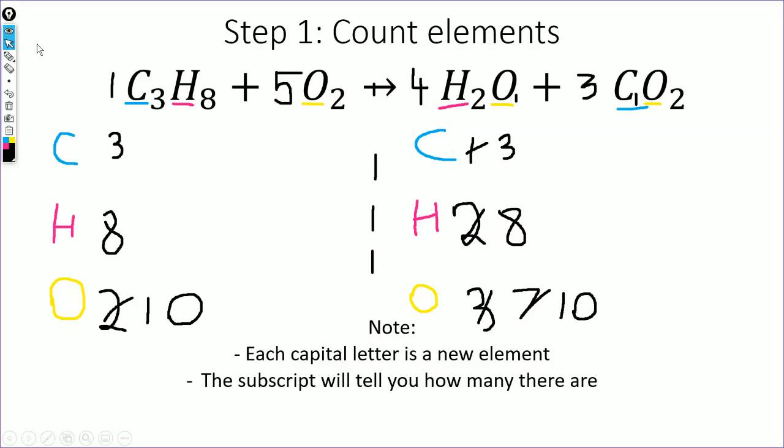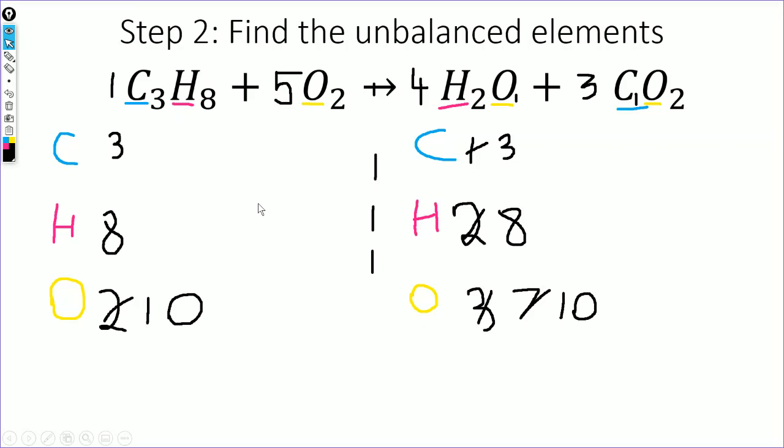The subscript will tell you how many there are of that element, and something you want to know is that you never change the subscript. When you start these, you typically want to draw a dotted line down here through the arrow to separate your left side from your right side. It just helps keep track. Now, step 2, you want to find which one was unbalanced.